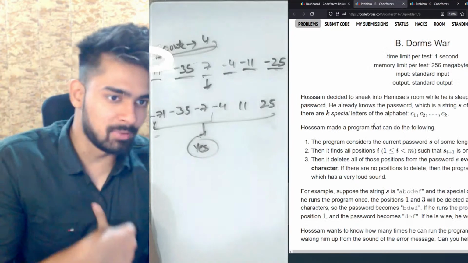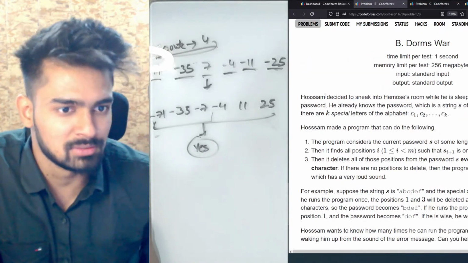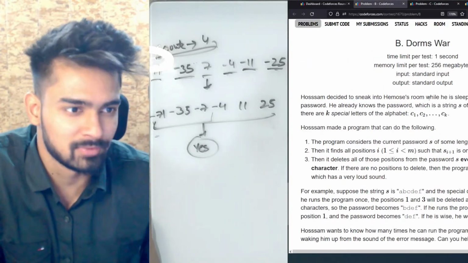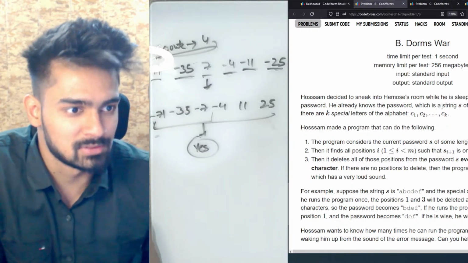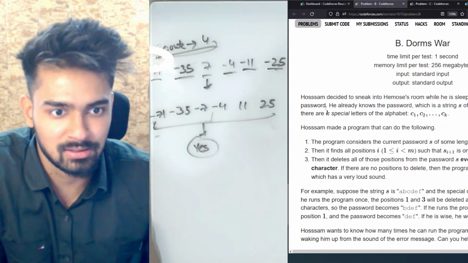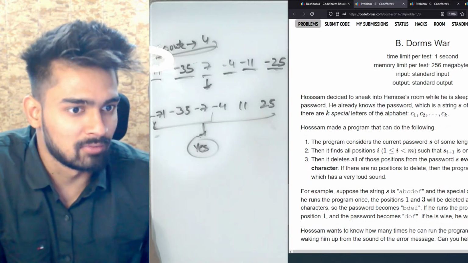So in problem B, we are given that Hossam decided to sneak into Hisham's room where he's sleeping and change his laptop's password. He already knows his password, which is a string s of length n. He also knows that there are k special letters of the alphabet.